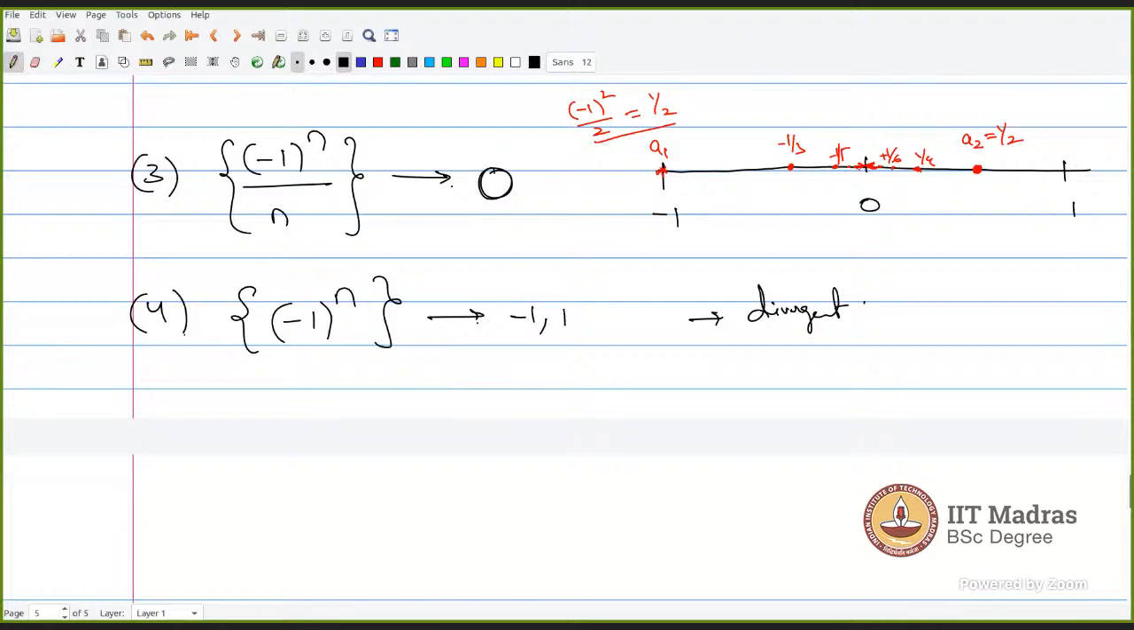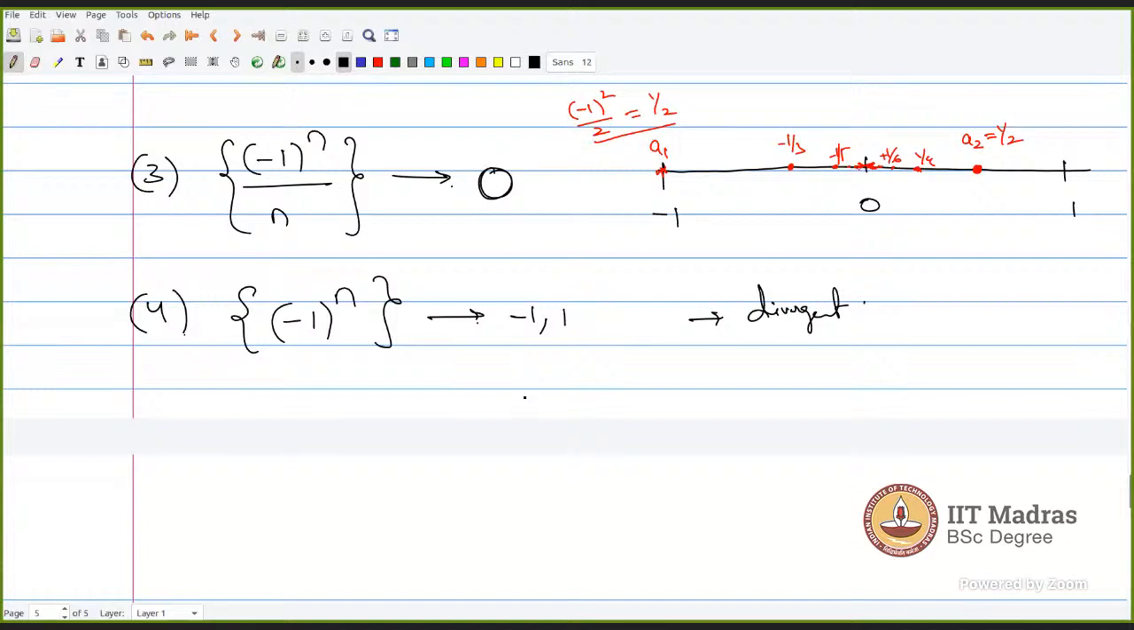One second, Ashmita. How is it divergent if it is not approaching infinity? See, because it is taking two different values. Even if it takes two different values, it is divergent. Our sequence should converge to a unique, single value. If it is converging to 0, then it's convergent. Otherwise, if it is oscillating between two values or approaching infinity, then it is divergent.